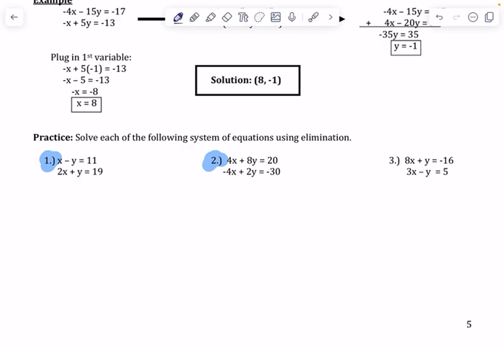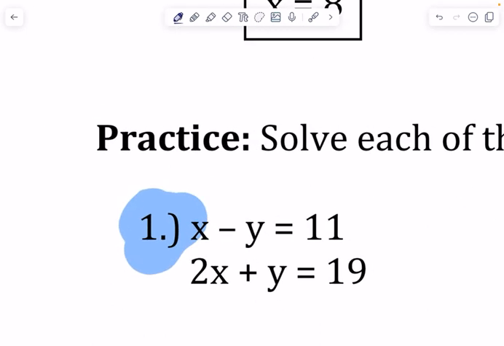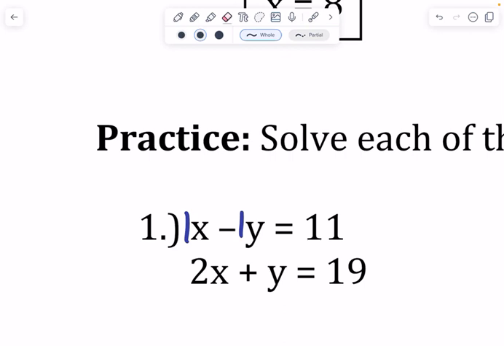So solve each of the following systems of equations using elimination. Let's look at number 1. So we've got x minus y. If it helps to put numbers, you can. Like 1x, 1y equals 11. 2x plus 1y equals 19.